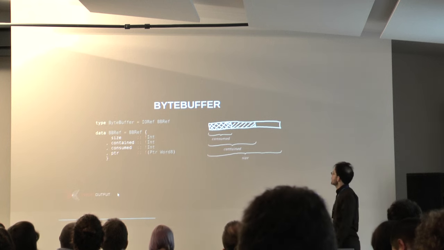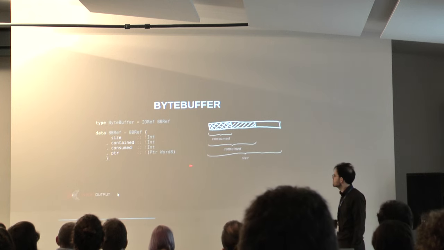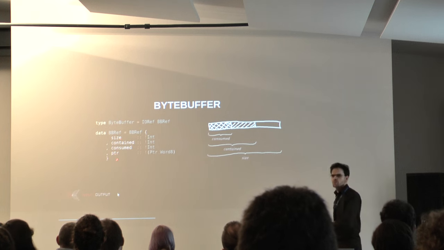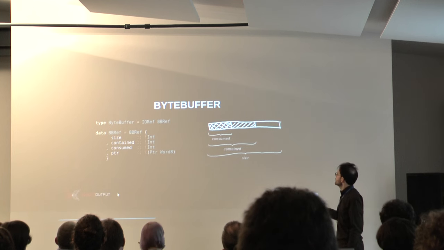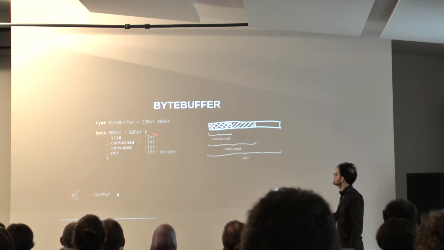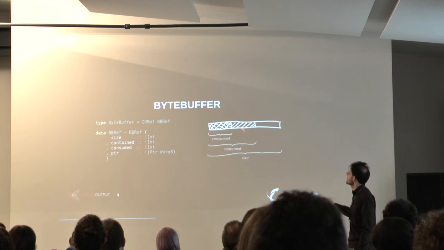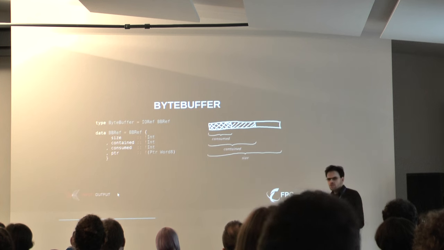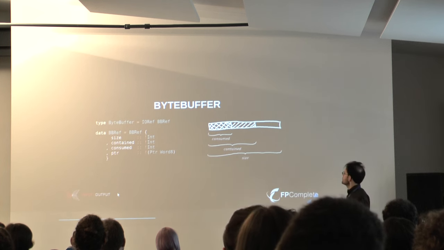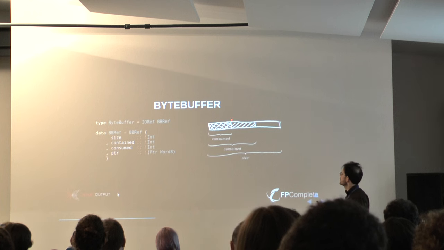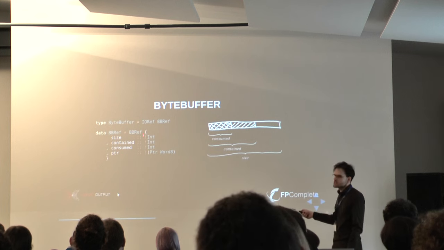How do we implement this? Well, first of all, we need a pointer to some memory region. So we see this goes to the low-level stuff. We need a pointer to a memory region, and we note its size as an int. As we fill this buffer, it will contain some number of bytes. So we write this down as well in the data type. And then when we read bytes from the buffer, we will just mark them in the beginning here as already consumed and keep track of this number as well.